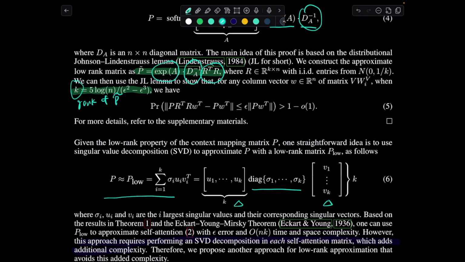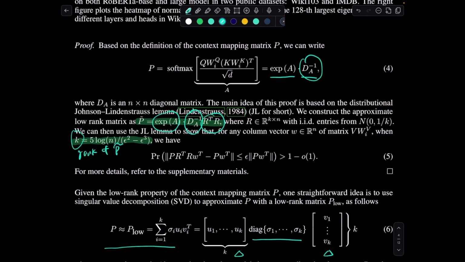Let's recap this math proof. First, it rewrites the P matrix into a square matrix times a diagonal matrix. And then it constructs the P tilde matrix by rewriting it in the format of the singular value decomposition of P. And lastly, it uses the JL lemma to prove that when the rank of P tilde is of certain values, you can use P tilde to approximate P with very low error.